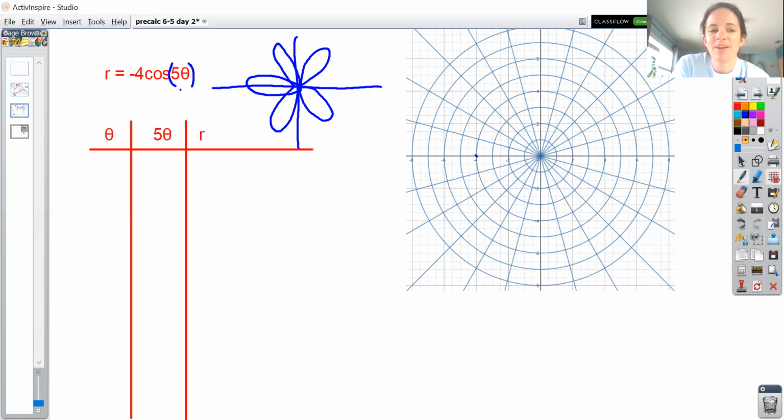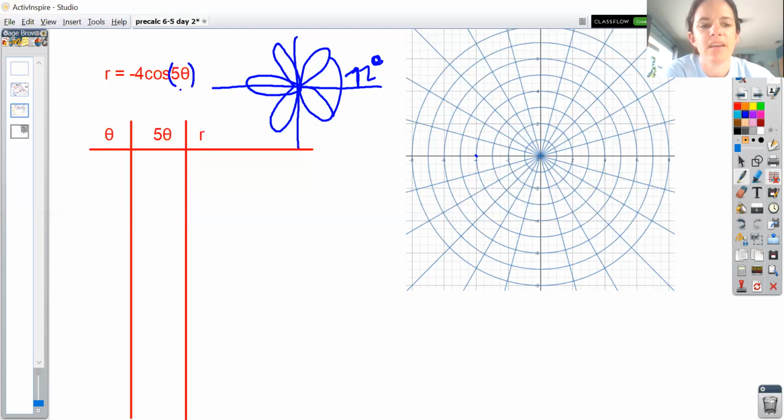I know that if there are 5 petals, 360 divided by 5 is 72. So each petal should be 72 degrees apart from the next petal, or 2 pi over 5. So I know a lot about it before I start. However, when we do the same thing as we did before, 5 theta is what I'm taking the cosine of. So 5 theta is what we actually need to be using the values of the unit circle for.